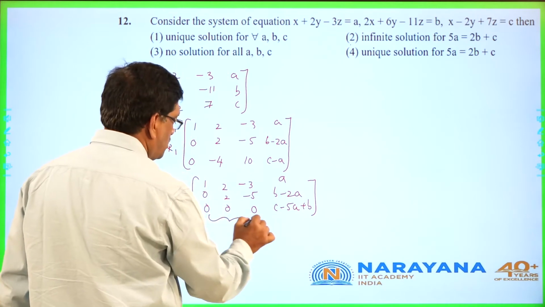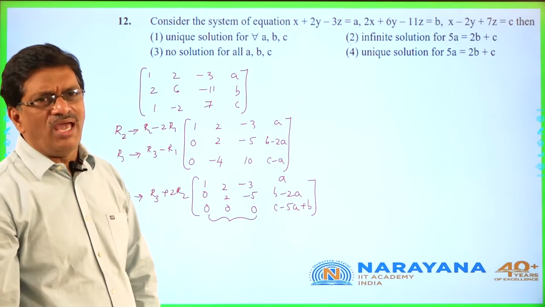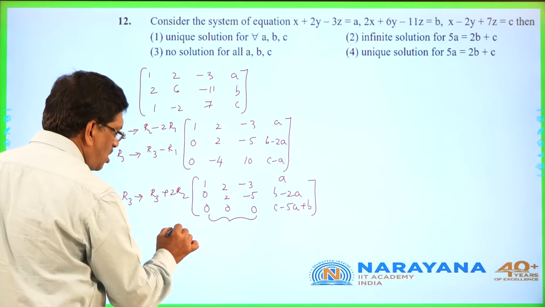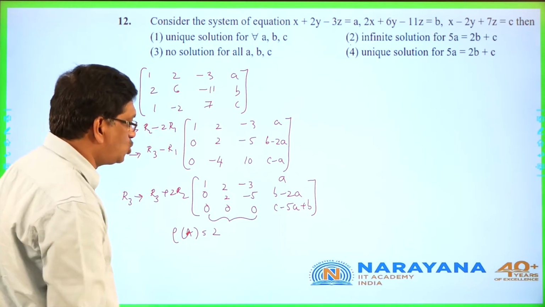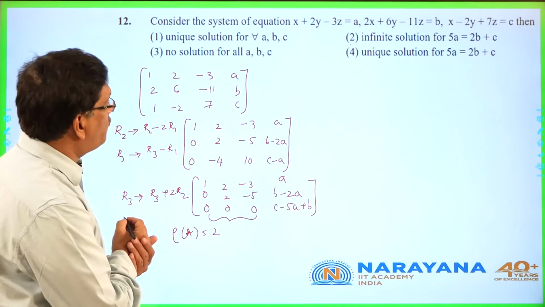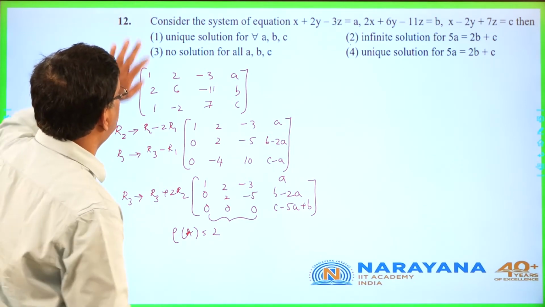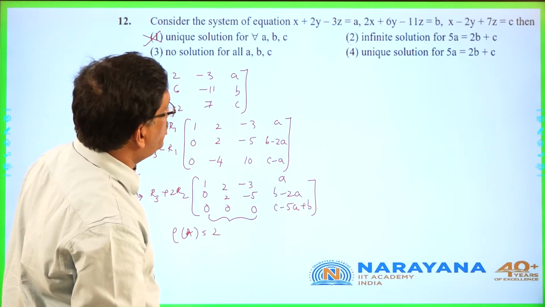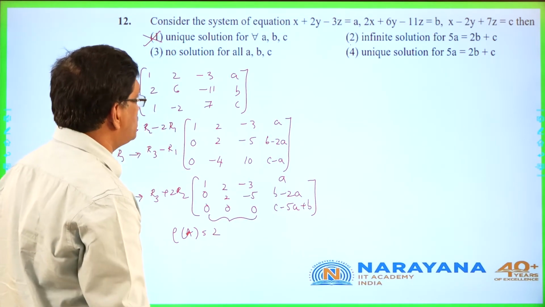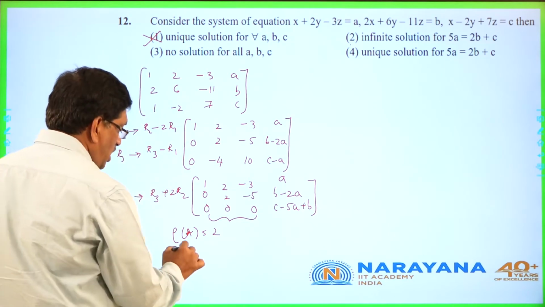See, since all the elements of one row of A are 0, the rank of A is 2 only. Rank of A is 2. So, a unique solution is not at all possible.